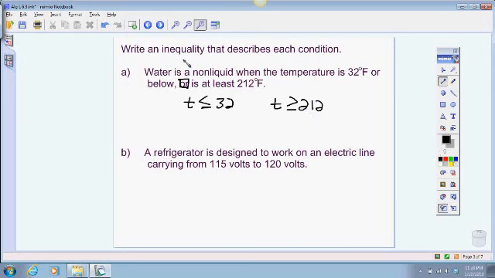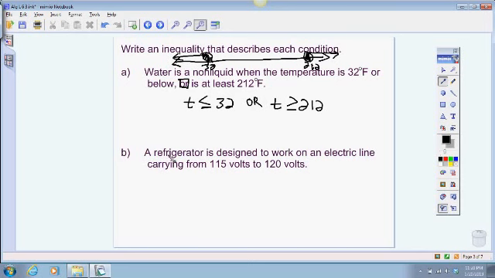Now, again, if you were to sketch a graph, and you don't have to do this, but here's 32, and we're talking about all the values below it. 212 is going to come way over here to the right on the number line, and we're talking about all the values greater than 212. There is no overlap. That's what that word or means there. So when we want to write a compound inequality, we say the temperature is less than or equal to 32, or the temperature is greater than or equal to 212.